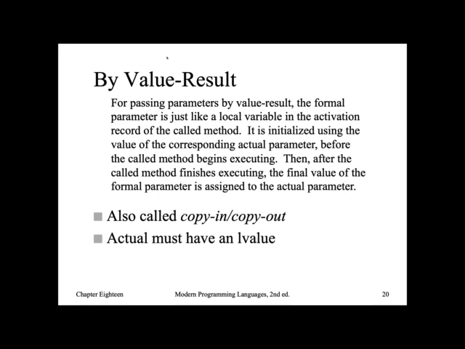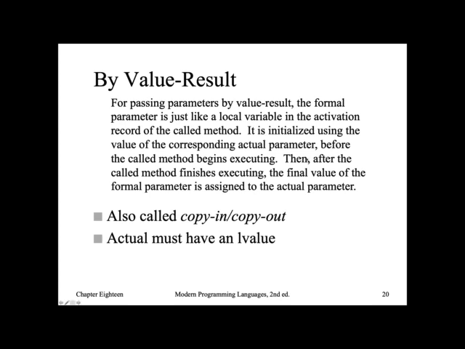For passing parameters by value result, the formal parameter, which is on the inside, is like a local variable in the activation record of the called method. It's initialized with the value of the actual parameter, which is kind of like a pass by value. But when it's all done, the final value of the formal parameter on the inside gets assigned to the actual parameter on the outside. So it's a hybrid. It does both pass by value and pass by result at the same time.